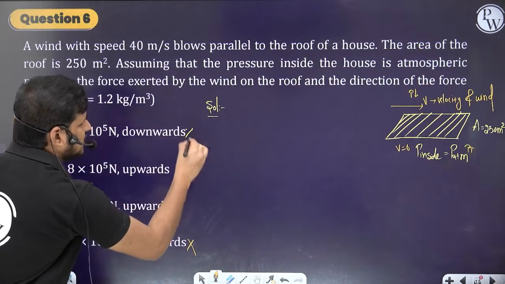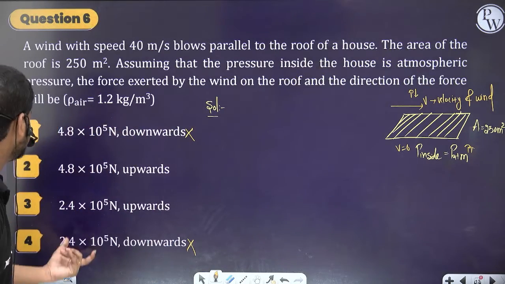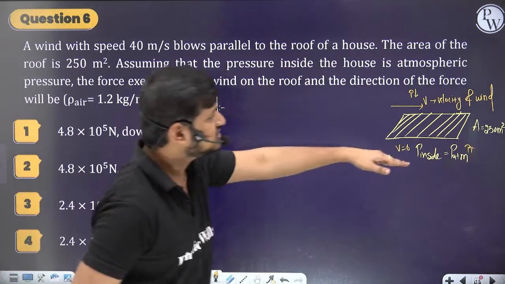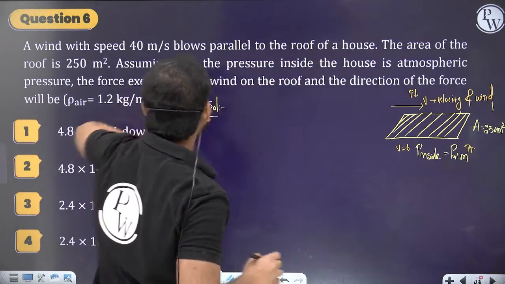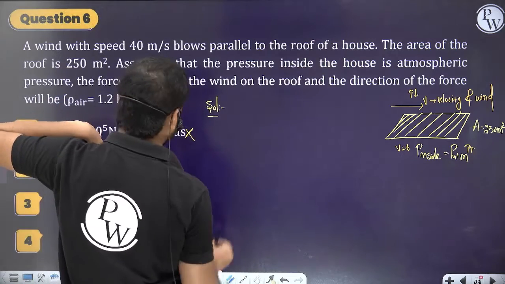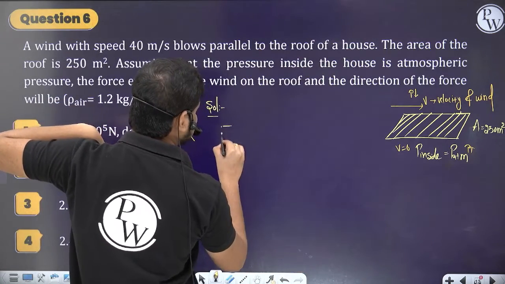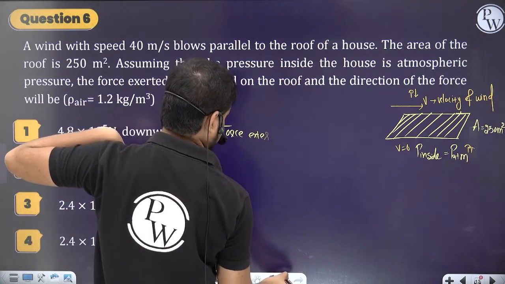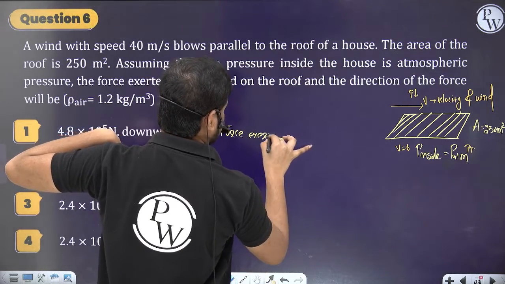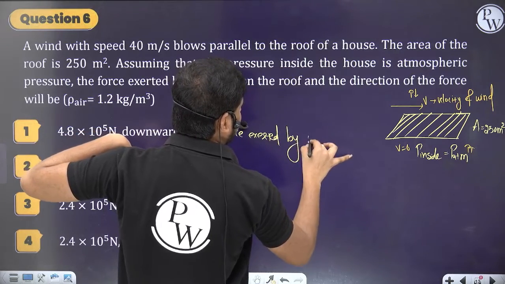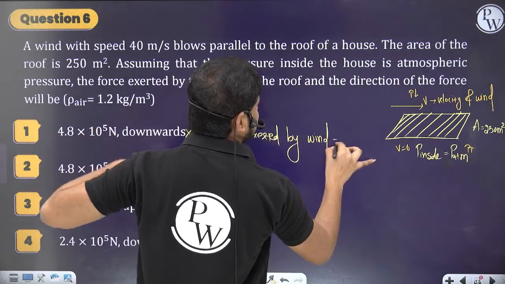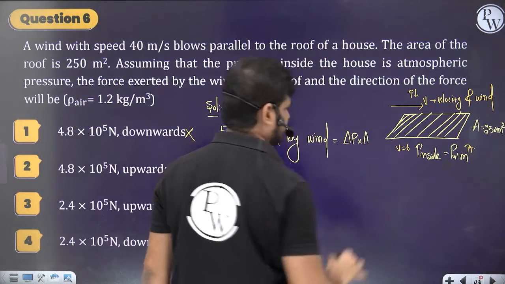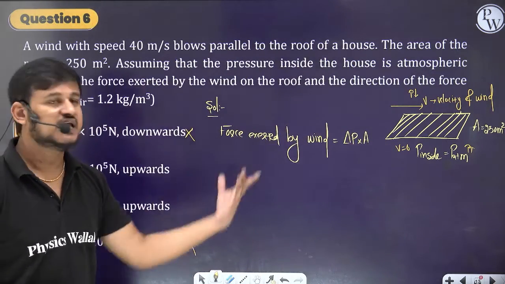You can first cancel two options. Options 1 and 4 you can rule out, because the force acts upward. How much force acts? The force exerted by the wind. In this particular case, I can write the force exerted by wind is equal to the pressure into the area A.